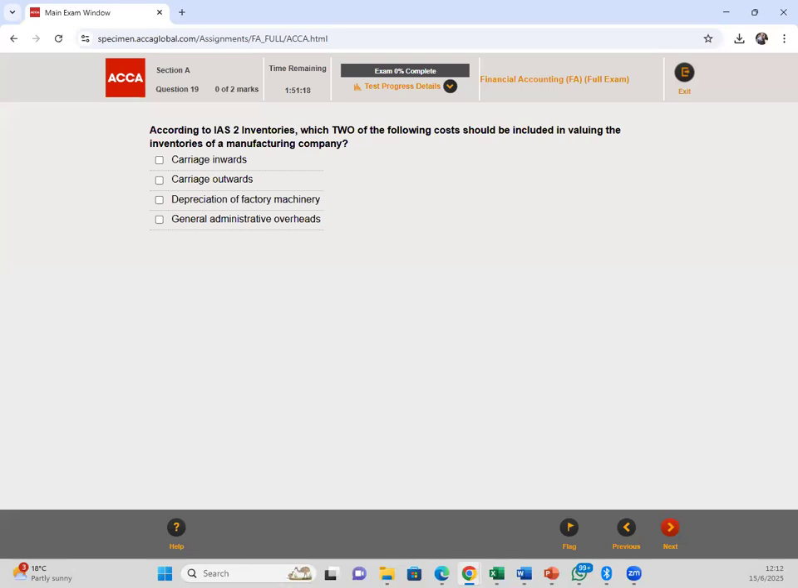So the correct answer should be the carriage inwards and the depreciation of factory plant. The carriage outwards and admin overheads are incurred after we've already produced. They are not production cost. So we want the cost of producing the inventory.